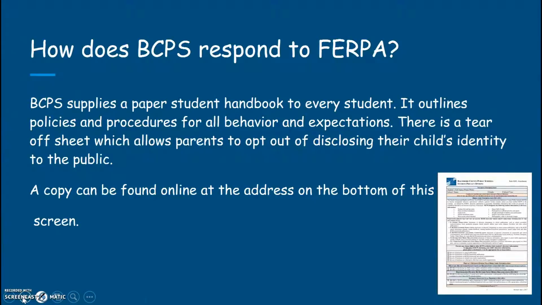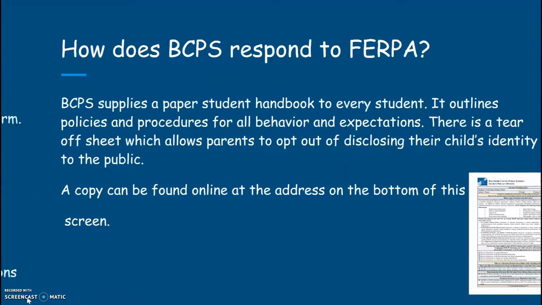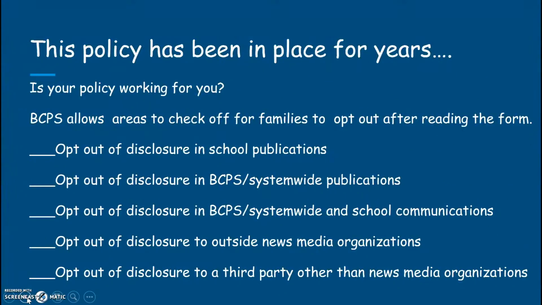How do we respond through FERPA? In the parent-student handbook for every student, it outlines the policies and procedures for all the behavior and expectations. There's a tear-off sheet which allows parents to opt out of disclosing their child's identity to the public. Here's a copy that can be found of it, but it's also on the bottom of the screen. These are the areas where you can opt out. These are all actually defined in the parent handbook.